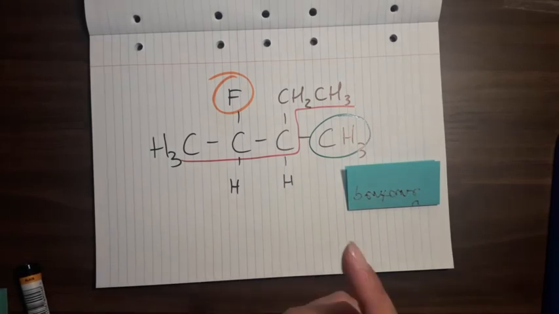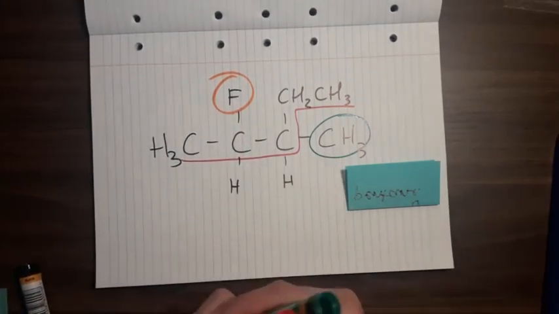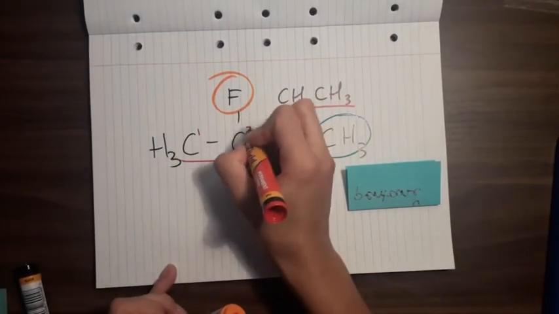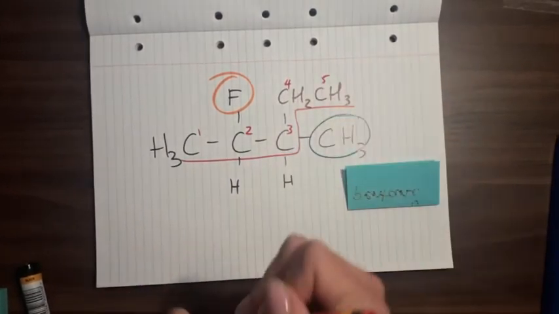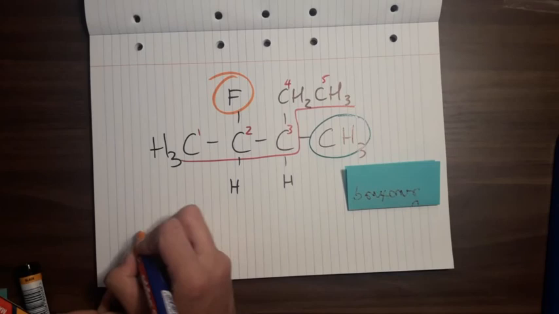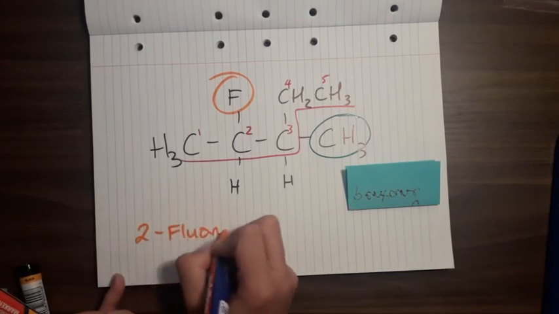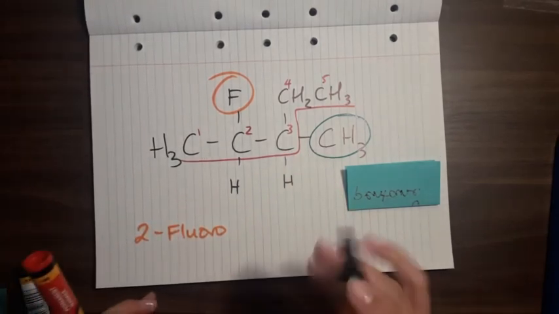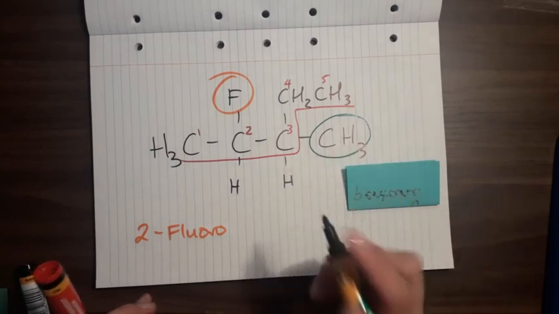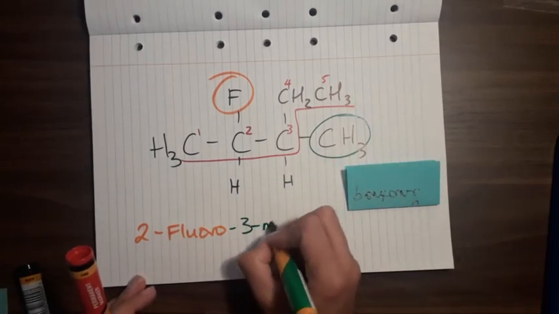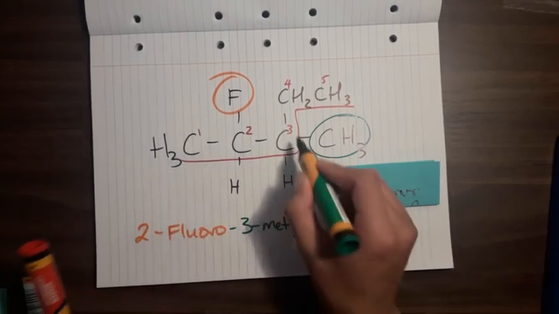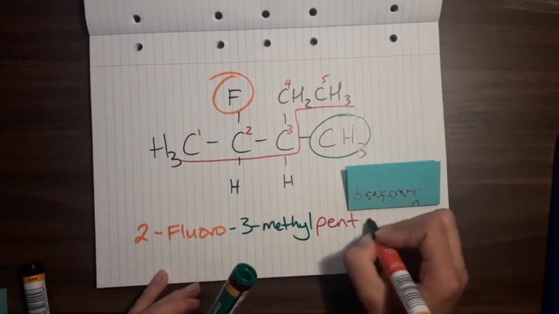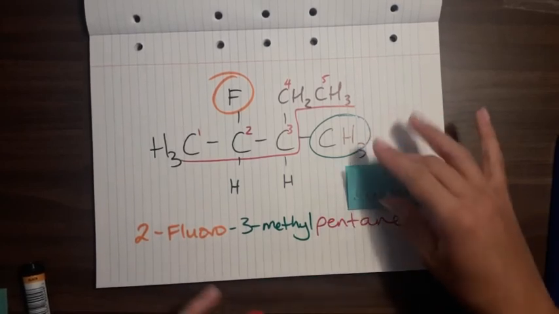So what comes first in the alphabet? Fluorine over methyl. So I'll put my numbers in. There we go. So at position number 2, we have a fluoro. At position number 3, we have that methyl. It's very easy to not see these groups and forget that they're there. And then this parent chain, which is 5 carbons long, pent. See what the answers are.